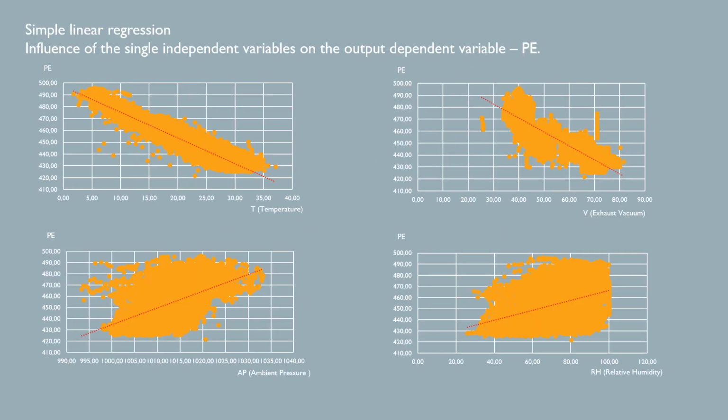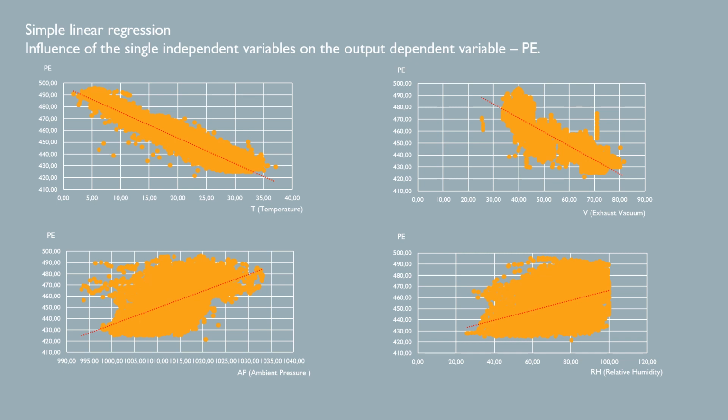Simple linear regression shows us the influence of the single independent variables on the output dependent variable PE. I have scatter charts with a trend line for all variables. In the first diagram, we can see that with increasing temperature, the electrical energy output PE is decreasing. The slope line is negative. In the second diagram, with increasing exhaust vacuum, the electrical energy output PE is decreasing. The slope line is also negative.